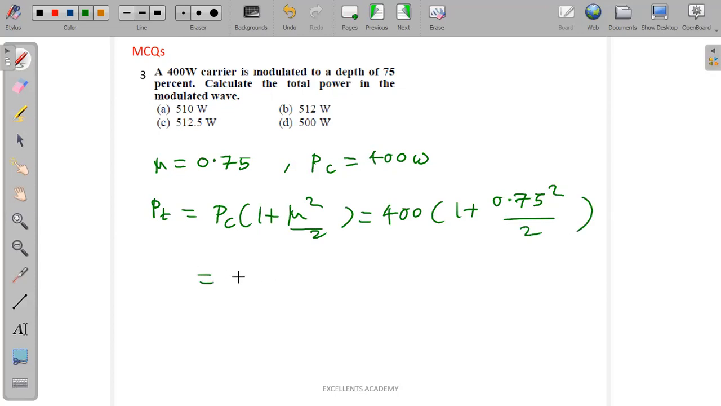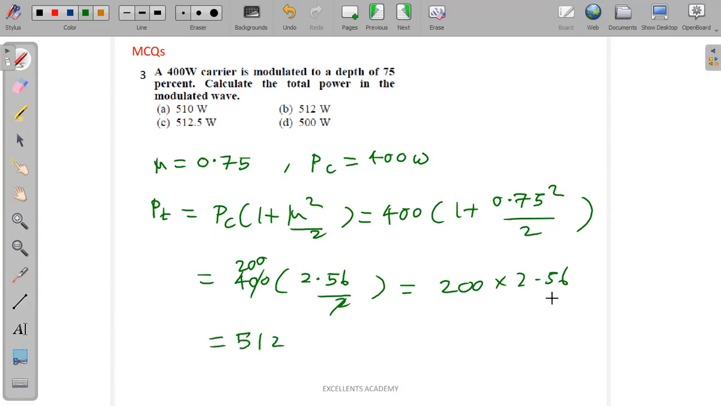So it is 400 into, 0.75, if we square it and divide, we can take 200 here itself. So 200 into 2.56, so it is 512.5. So 400 plus 112.5 is 512.5 watts. So 512.5 watts is the total power transmitted, that is option C.